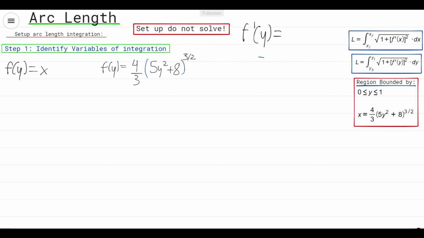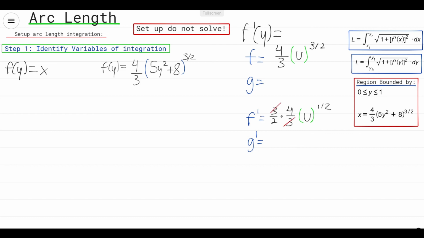And we're going to do this applying the chain rule, as we've done already. So we're going to set up our f prime, our g prime, and our f and g. So we know our f is 4/3 times u raised to 3/2. When we take the derivative of this, we bring the exponent to the front, so it's 3/2 times the current constant, which is 4/3, times u raised to 3/2 minus 1, which is 1/2. We can see those 3's cancel. And our g is the inside term, u, which is 5y squared plus 8. And the derivative of this, our u prime, is 10y.